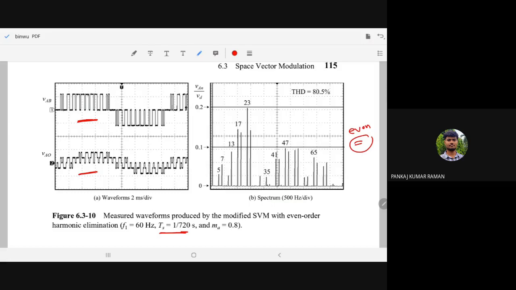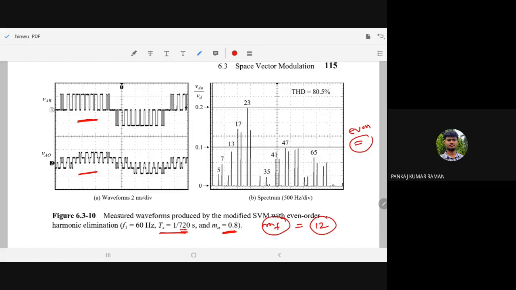That is 720 Hz, right? That means what is MF here? What is MF? This is 720 Hz, right? So MF is 720 by 60. So that is around 12. 12, right? Yeah, 12. So this is corresponding to MF equal to 12 and MA equal to 0.8. So this is what we obtained.